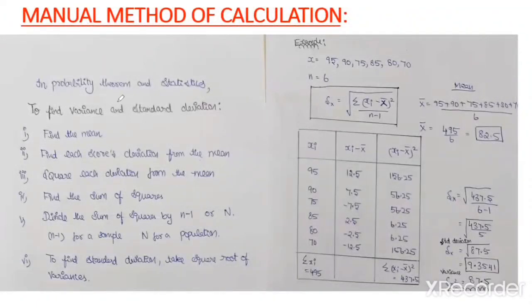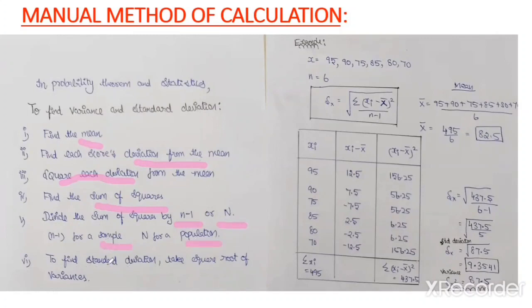Now we are going to calculate the standard deviation and the variance using the manual method. This is the procedure to find them. The first step is to find the mean. The second step is to find the deviation from the mean. The third is to square the deviations. The fourth is to find the sum of the squares. Then the fifth step is to divide the sum of squares by either n minus 1 or n, depending on whether it is a sample variance or a population variance.